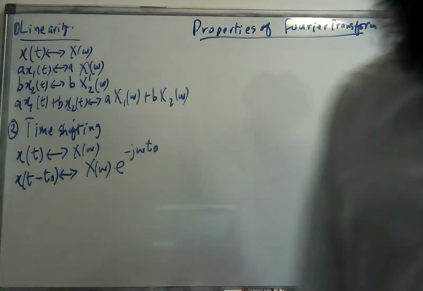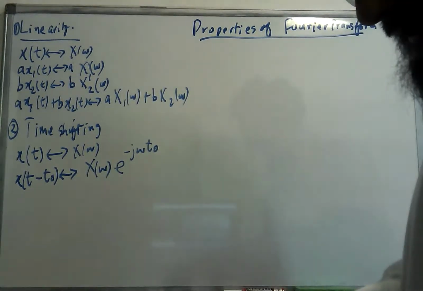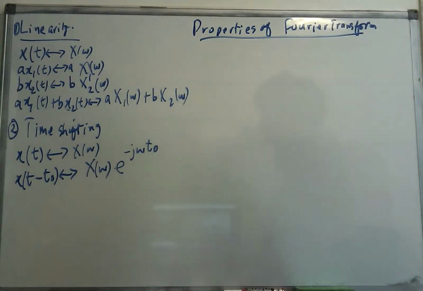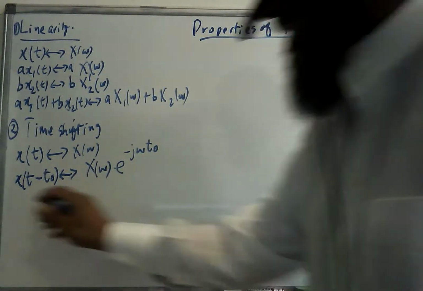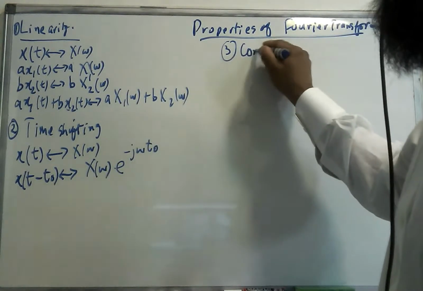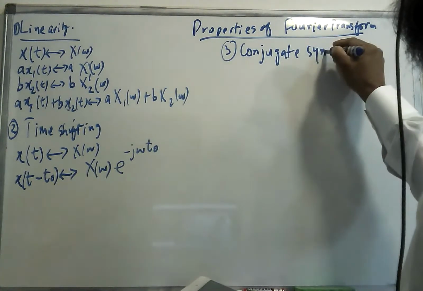Now let us go to the third property. You can look at the lectures actually, which I sent you, the 8th lecture. I'm just following that. So the third property is the property of conjugate symmetry.